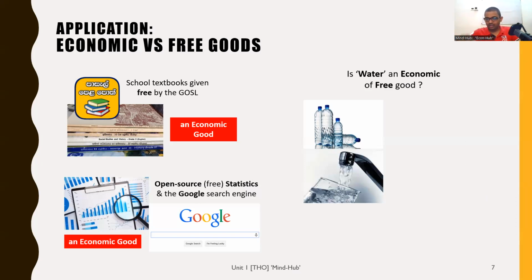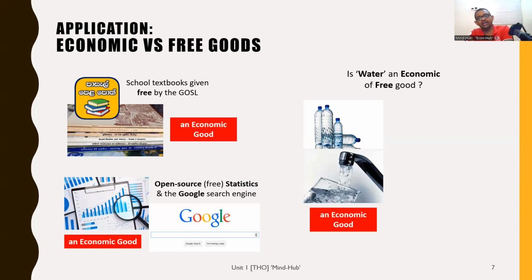You go and open the tap at home, and the water comes out. Don't just call it water; it is an economic good, right? Because we have to spend a lot of money to collect the water, purify the water, then use pumps and send it through the pipelines. It's a massive thing. So pipe-borne water and bottled water are obviously economic goods.